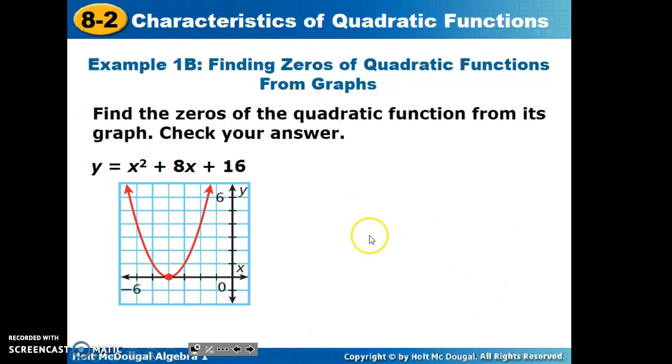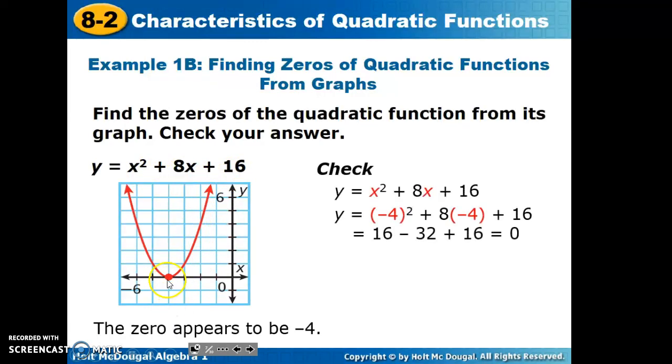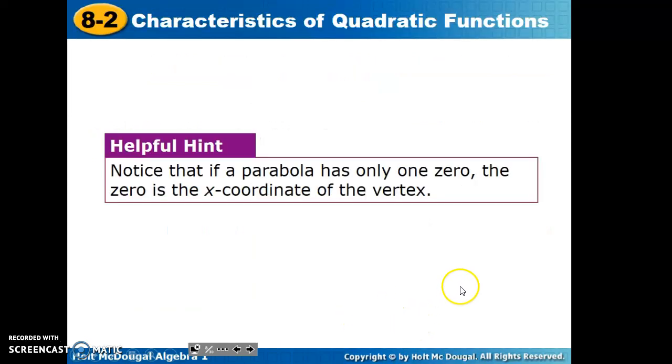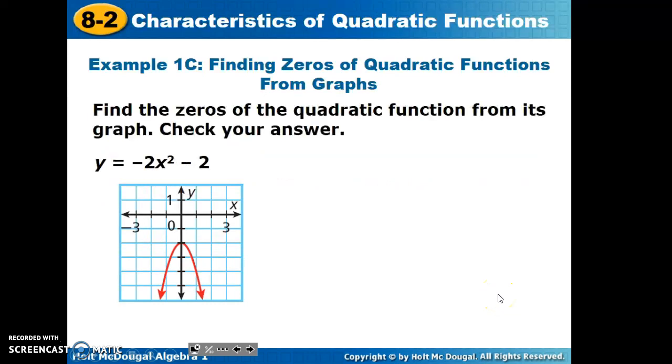Let's find the zeros of this graph, x squared plus 8x plus 16. Looking at the graph, we can see that we have 1 zero. It appears to be at -4. We plug it in, and indeed we do get the value 0. Y equals 0 when x is -4. It has 1. Notice that if the parabola has only 1 zero, the zero is the x-coordinate of the vertex.